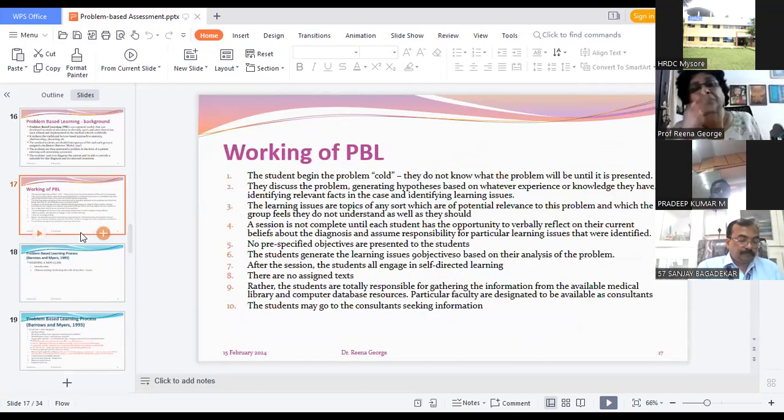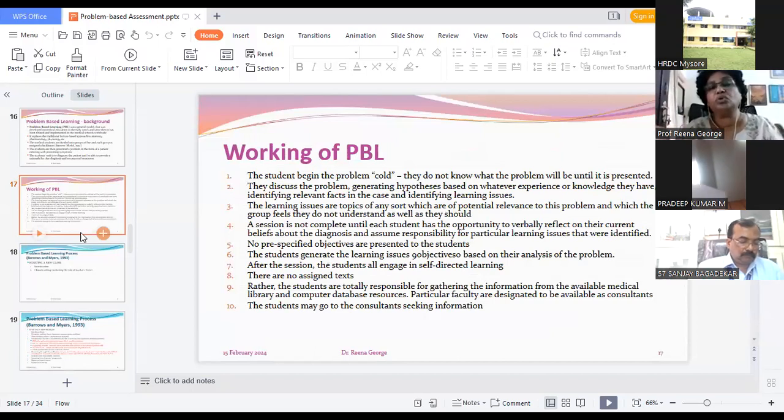Now how do they work in PBL? Now, in the beginning, the student is presented with a very cold problem. They are not attached to the problem. That is what is meant by cold. The problem is cold. The students begin with the problem cold. They are not emotionally attached to the problem. They do not know what to do.